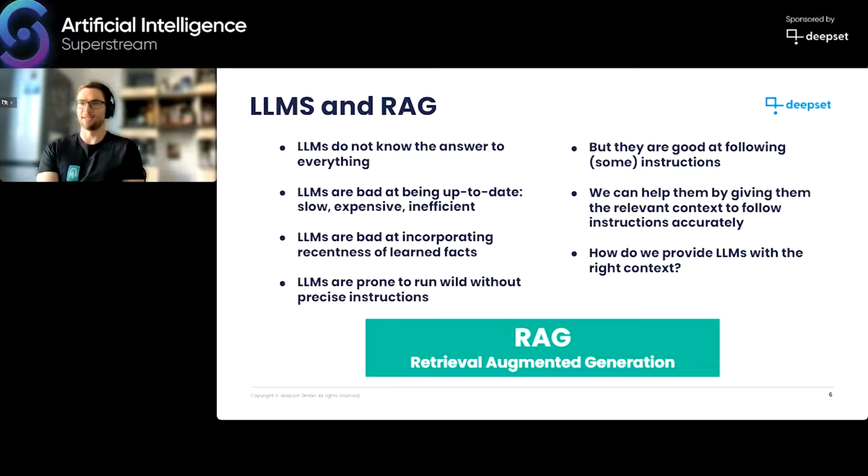And as we've already seen in the previous talk, they are prone to run wild without precise instructions. But they are good at following some instructions. And that's where RAG comes into play. We can help them by giving the relevant context. And then they can follow the instructions accurately. So how do we do that?